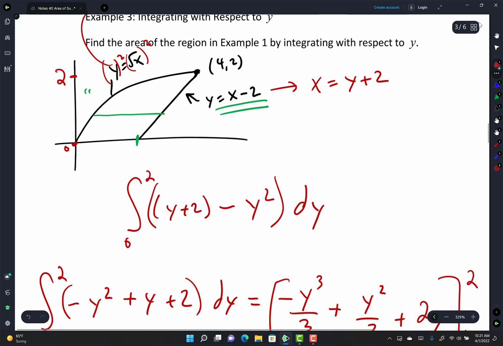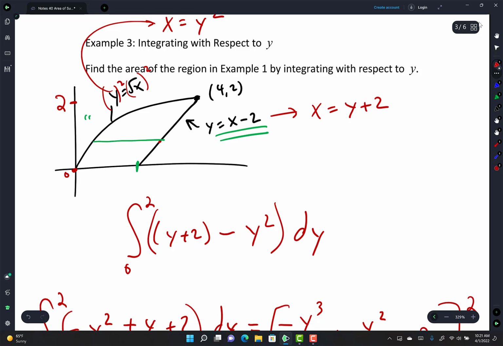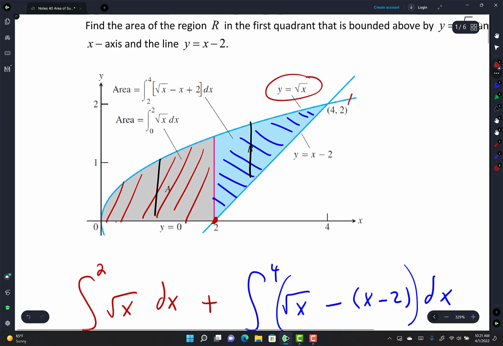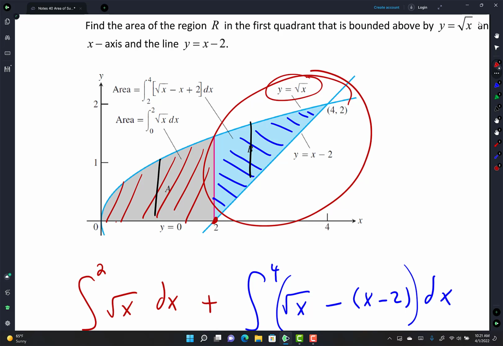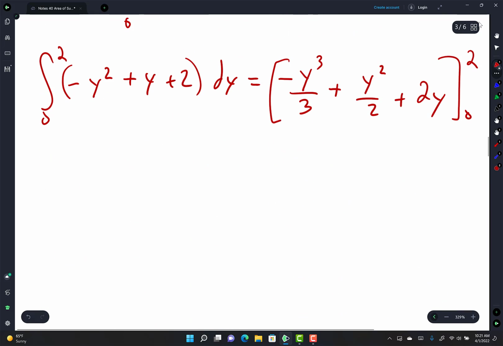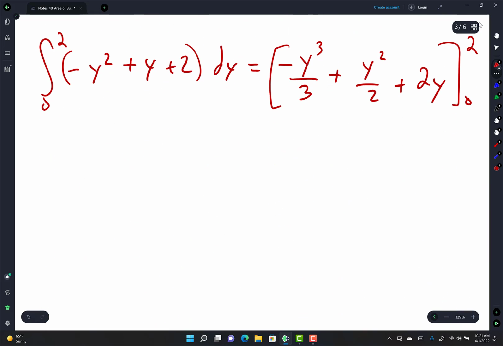Oh, that's the line that's on top. If I were to rotate this 90 degrees, the y plus 2 is on top. You always do upper minus lower, right? That's what we did. Upper minus lower, upper minus lower. Yeah, if you said that the y-axis was down.